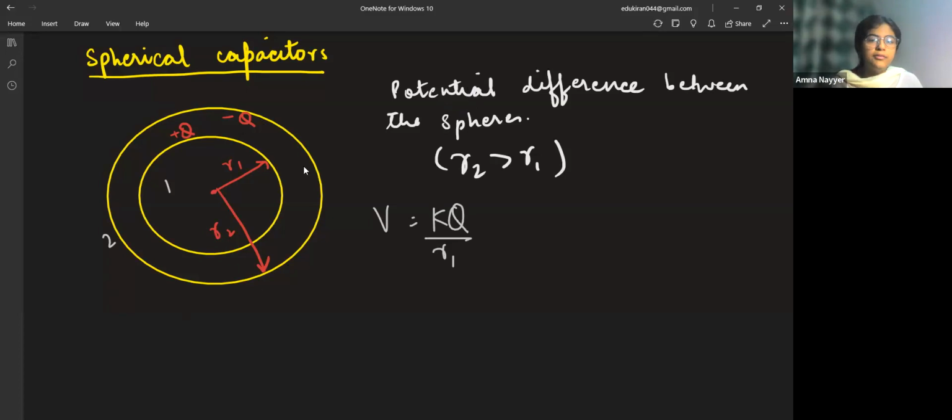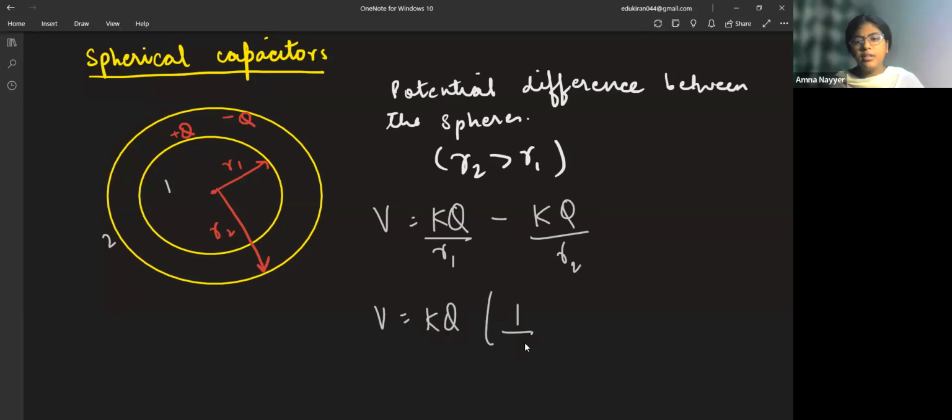See, potential due to a point charge or a sphere remains the same. This is K capital Q divided by R1. Now, same thing for the outermost sphere. What will be the potential? Yes, this is the second sphere. KQ by R2. Minus, see, charge is negative and potential is a scalar quantity. Minus KQ by R2. Now, if I take KQ common, because that is common in both of these, I am left with 1 by R1 minus 1 by R2.